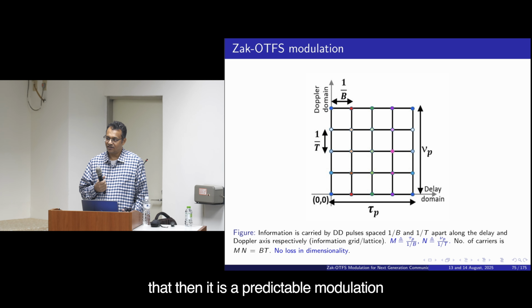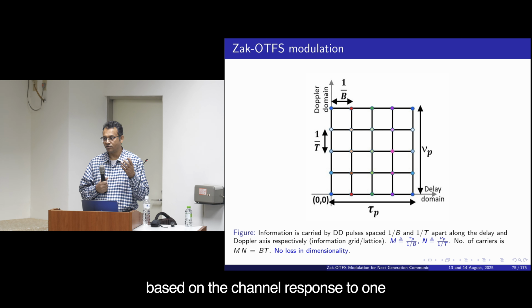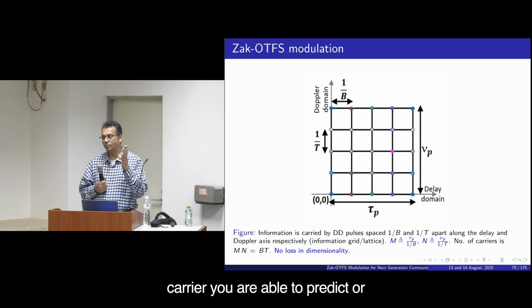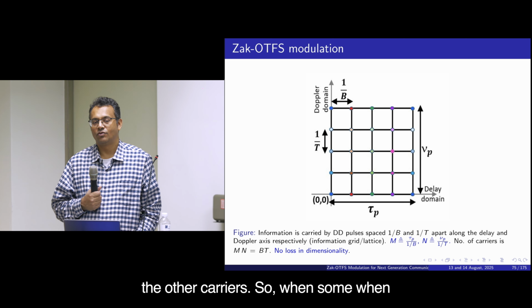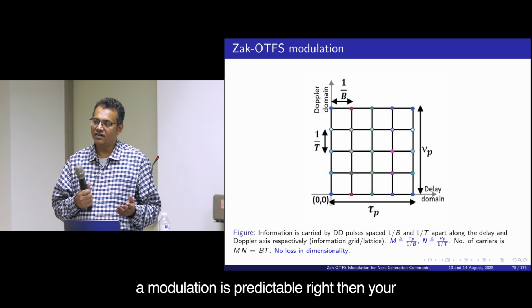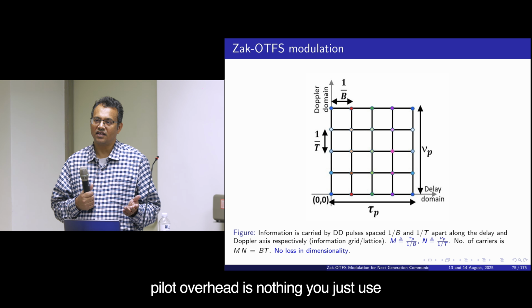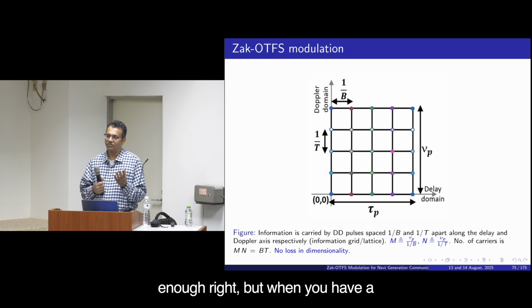If you can do that, then it is a predictable modulation. That is the meaning of predictability, that based on the channel response to one carrier, you are able to predict or guess or make a good estimate of the response of the same channel to the other carriers. So when a modulation is predictable, right, then your pilot overhead is nothing. You just use one carrier for pilot and that is enough, right?